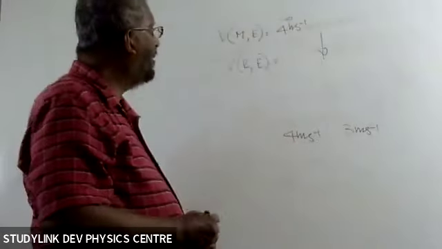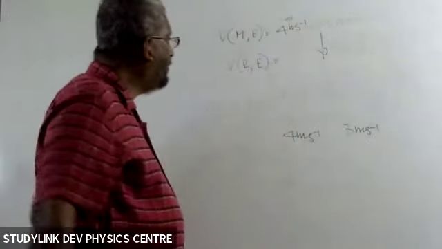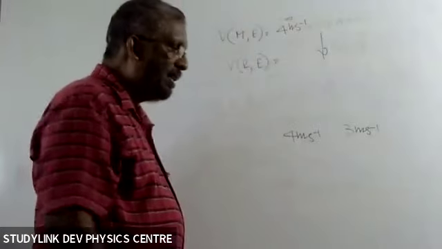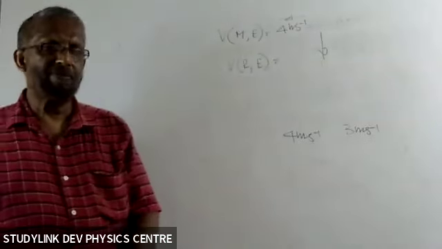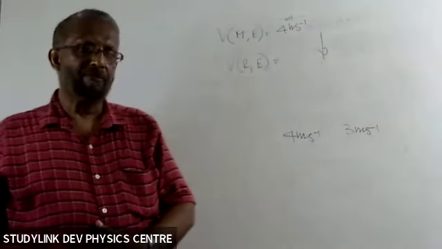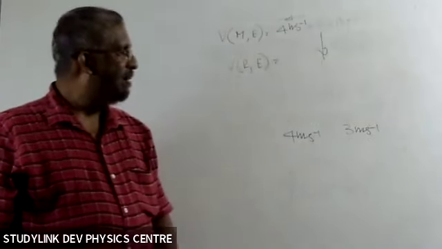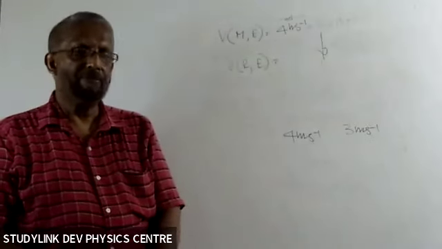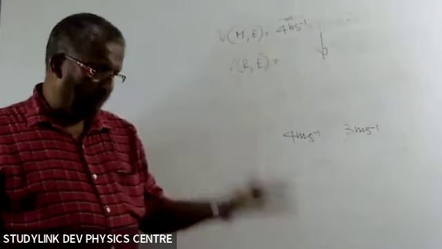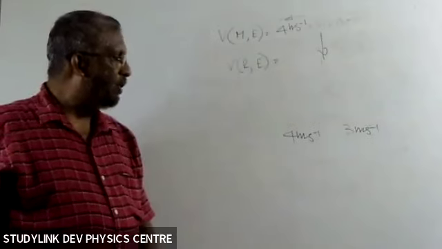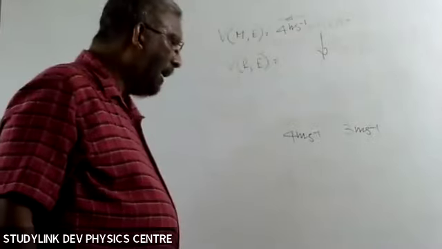Right. Then find the velocity of the rain relative to the man. Relative to the man. First we can find it, and then the opposite way is also asked. And find also the velocity of the man relative to the rain.